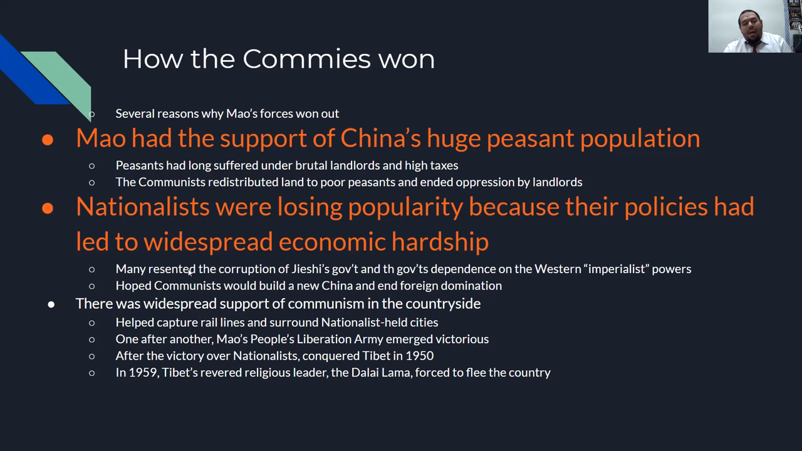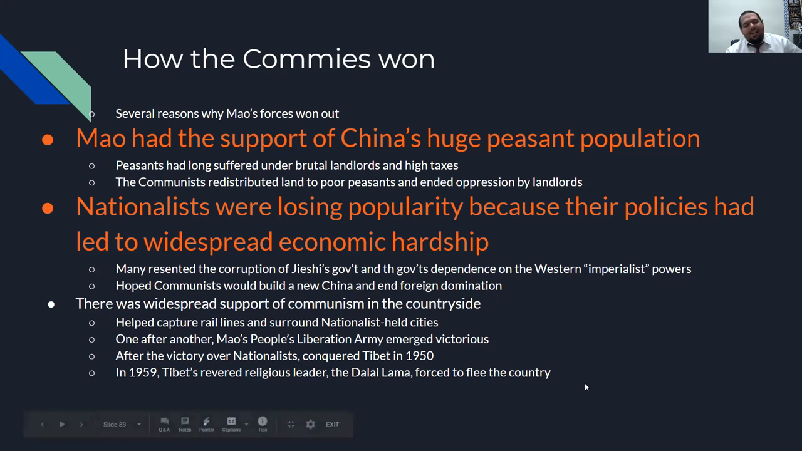Many resented the corruption of Chiang's government and the government's dependence on Western imperialist powers. They hoped that the communists would build a new China and end foreign domination. There was widespread support of communism in the countryside. Communists helped capture rail lines and surround nationalist-held cities. One after another, Mao's People's Liberation Army, the PLA, emerged victorious over the nationalists.